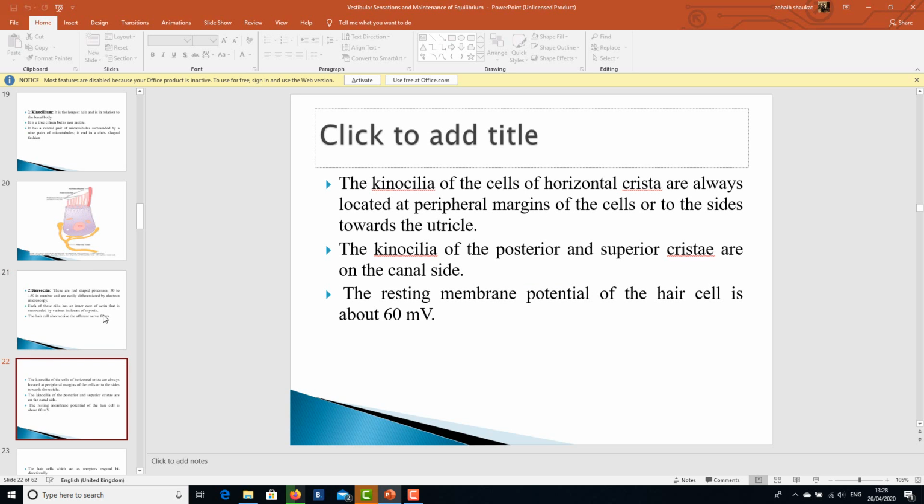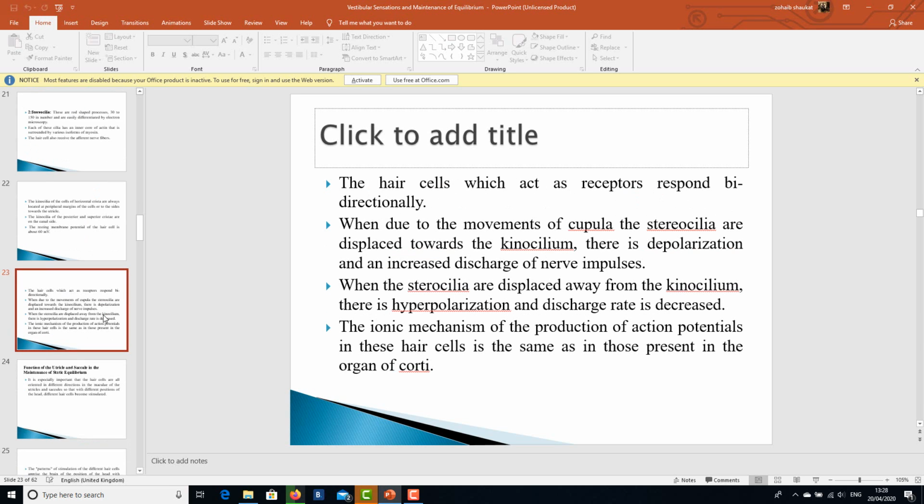The kinocilia of the cells of the horizontal crista are always located at the peripheral margins of the cells, or to the sides towards the utricle. The kinocilia of the posterior and superior cristae are on the canal side. The resting membrane potential of the hair cell is about 60 millivolts. The hair cells, which act as receptors, respond bidirectionally.